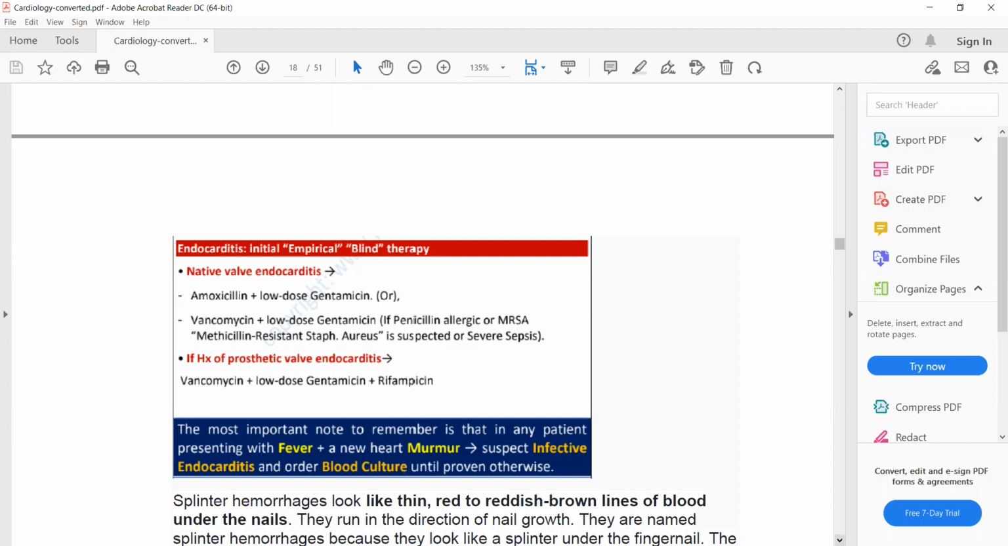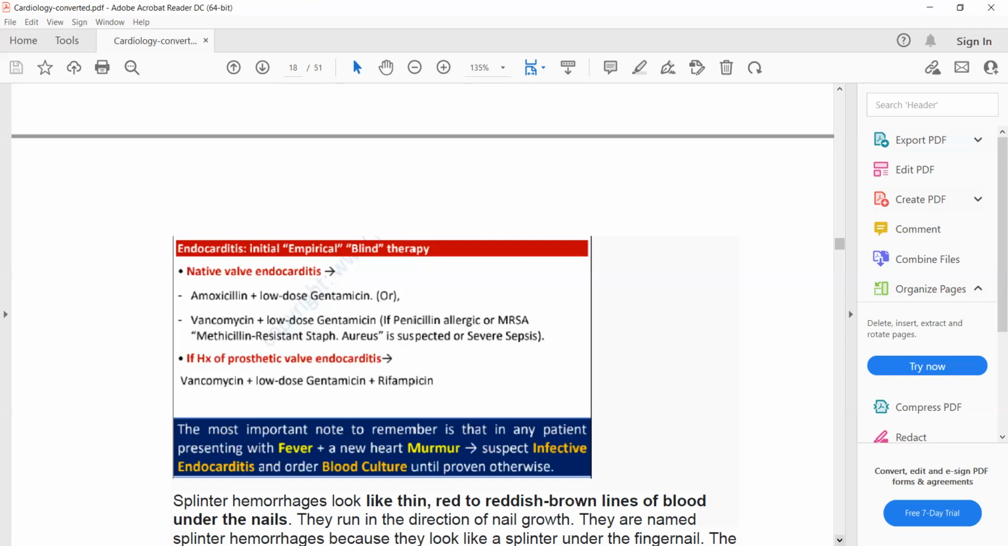Amoxicillin plus low dose gentamicin or vancomycin plus low dose gentamicin. When will you use vancomycin in place of amoxicillin? The first indication for vancomycin is penicillin allergy. If there is penicillin allergy, then in place of amoxicillin, we'll use vancomycin. The second indication is MRSA.